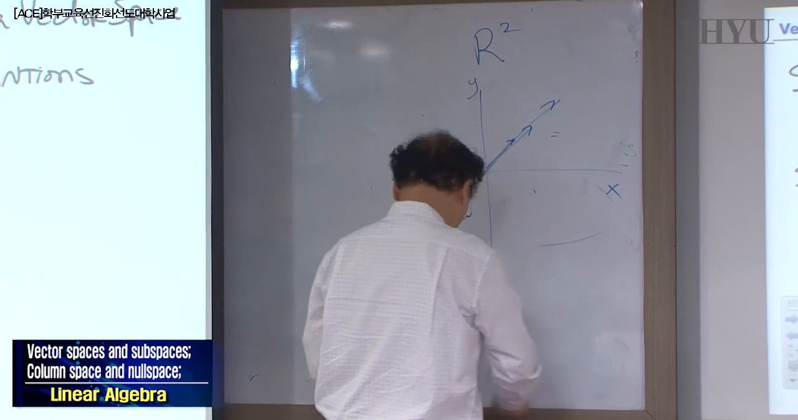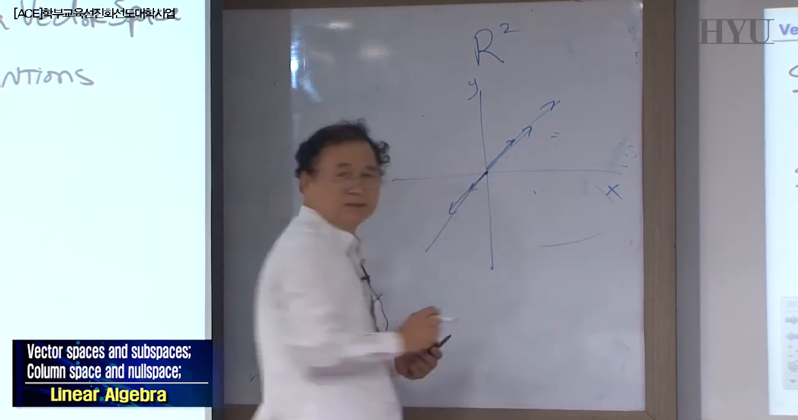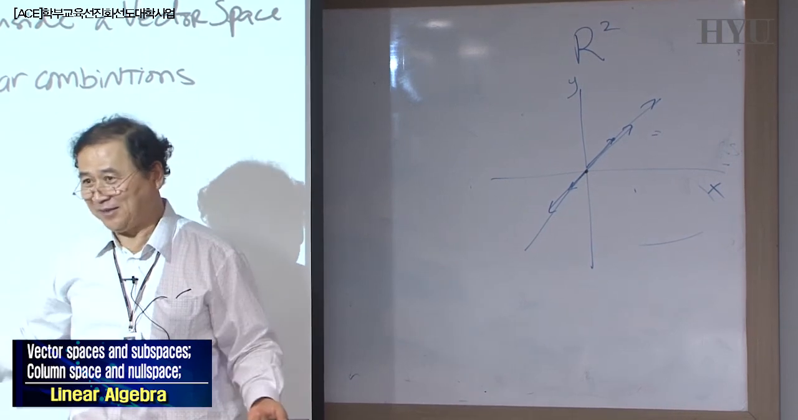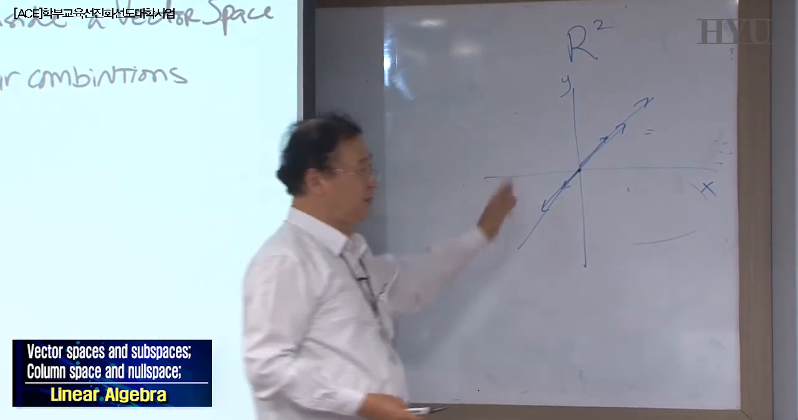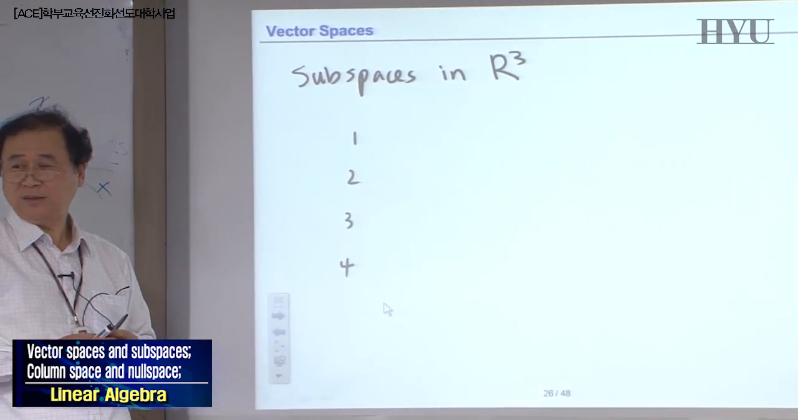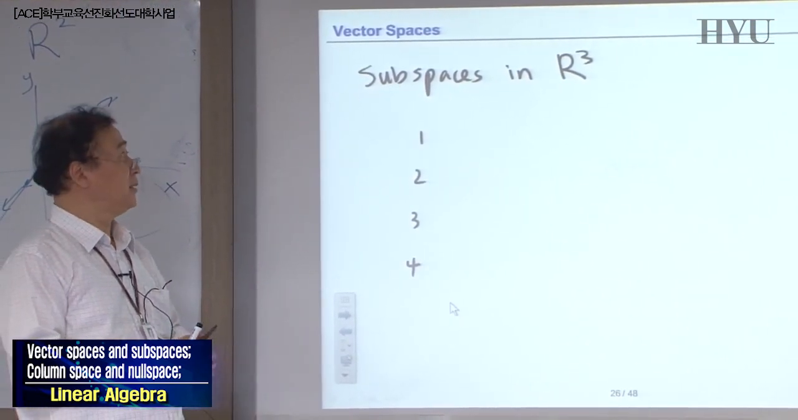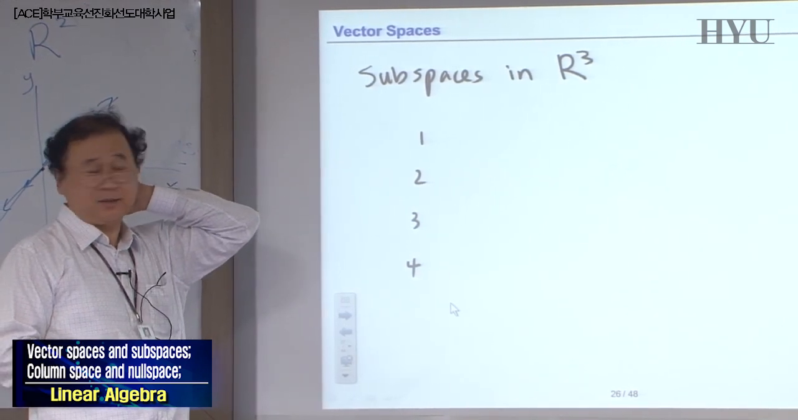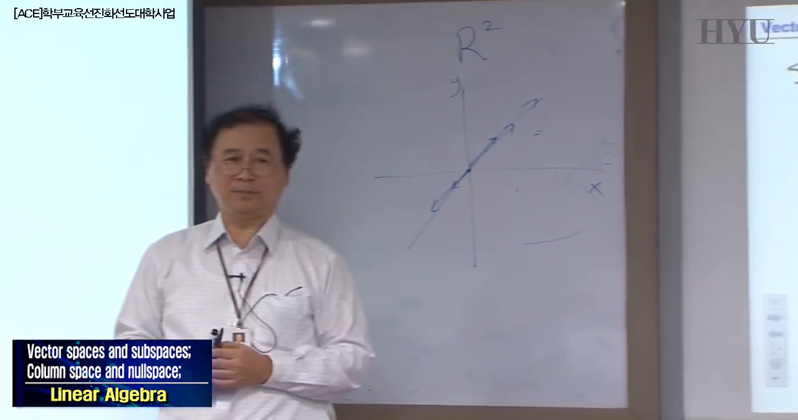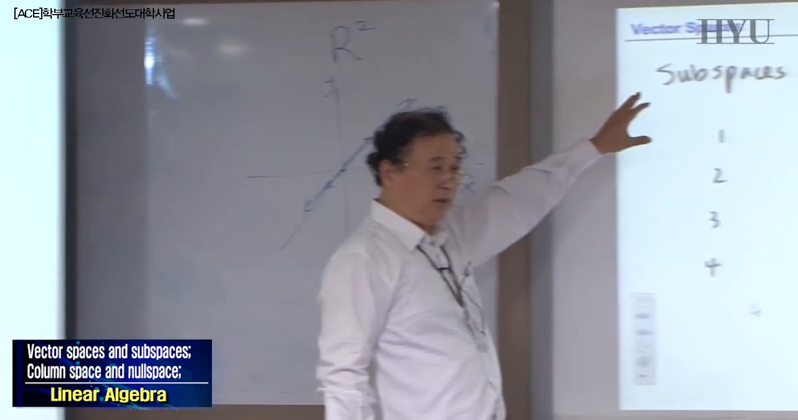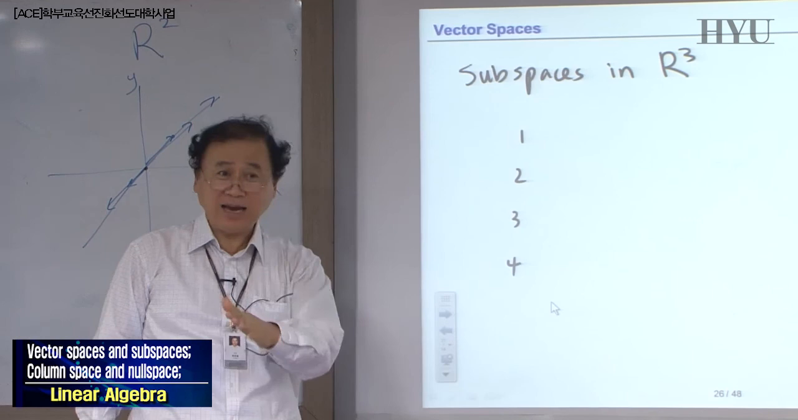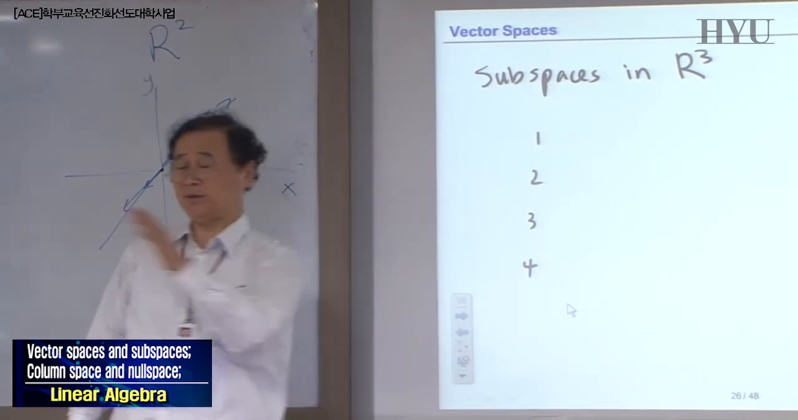How about nothing else, just only the origin point, 0, 0? When you add them up, it's always 0, and multiplying by any number, it's still 0. So in that case, we have three possibilities: the whole space, any line passing through the origin, or just the origin point. In the case of three-dimensional space, what subspaces are possible? One is the whole space. Another is a plane which includes the origin point. Another is a line including the origin point, or just the origin point only. Okay?